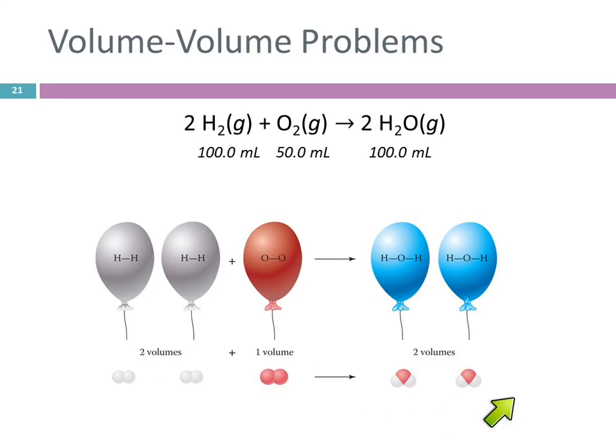How many particles do we end up with? 2. How many particles did we start with? 3. So even though these volumes don't seem to add up, 100 plus 150 does not equal 100. That's not what's happening here, because the hydrogen and the oxygen are recombining to form fewer particles, and so the volume will be smaller.